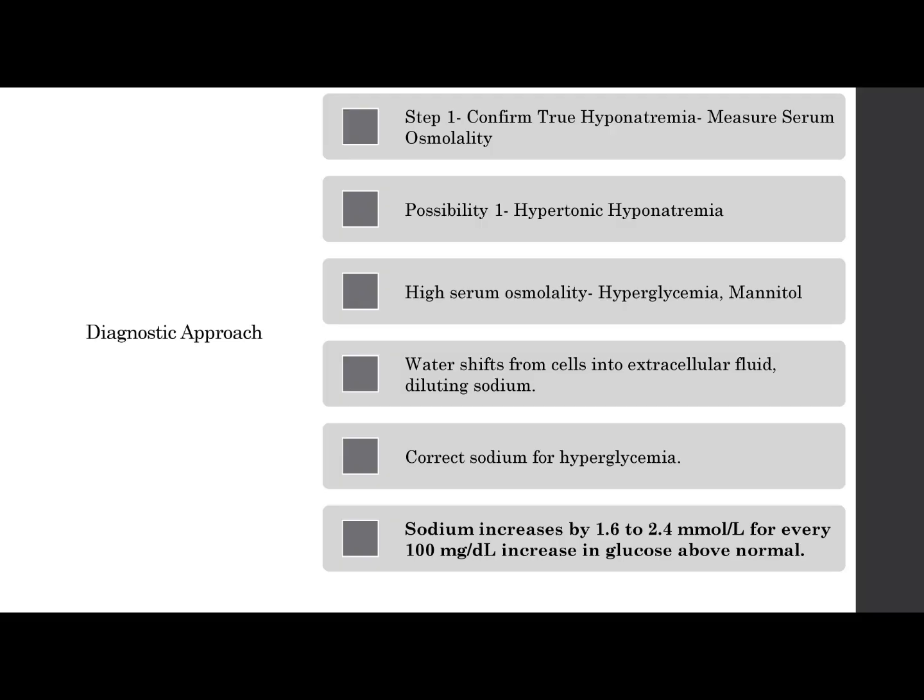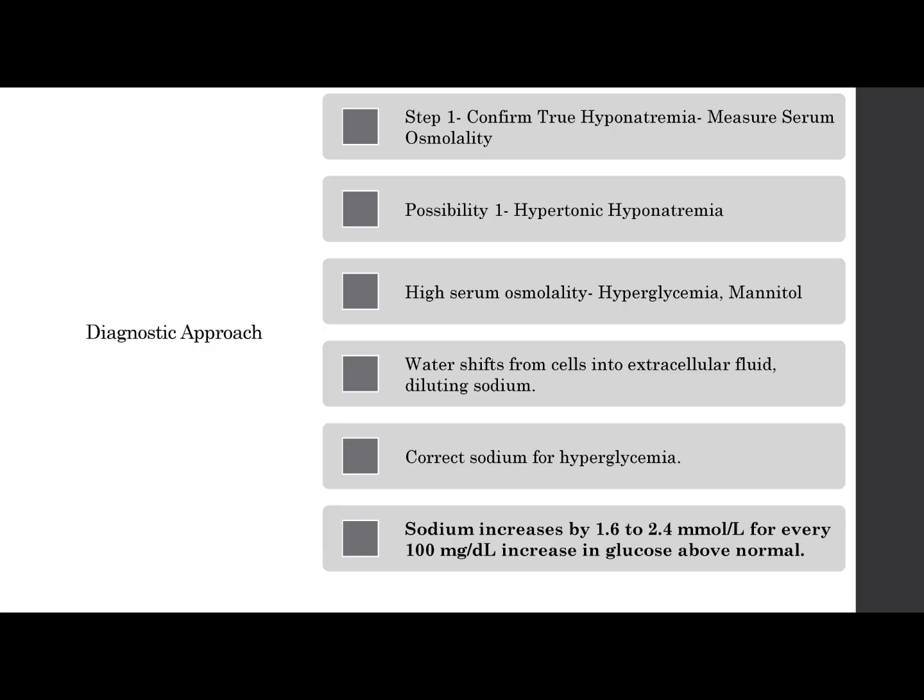Here is a practical 5-step approach. Step number 1. Confirm true hyponatremia. Measure serum osmolality. 3 possibilities exist. Possibility first. Hypertonic hyponatremia. High serum osmolality occurs due to osmotic substances like hyperglycemia and mannitol. Water shifts from cells into extracellular fluid, diluting sodium.